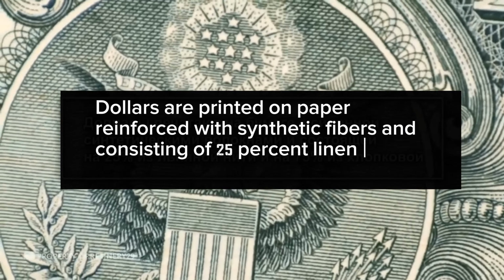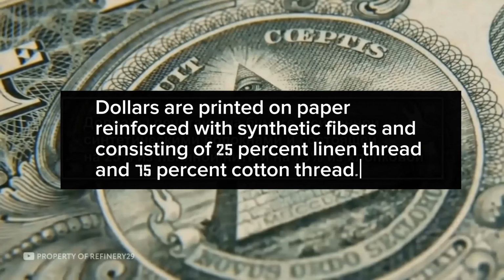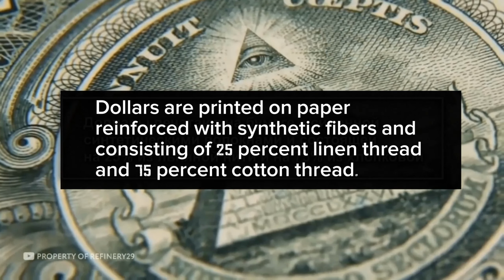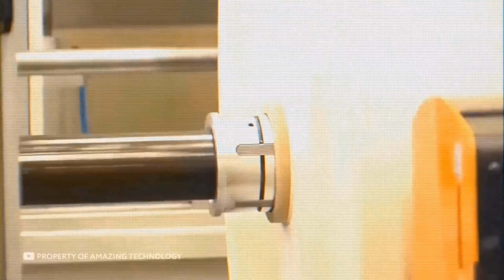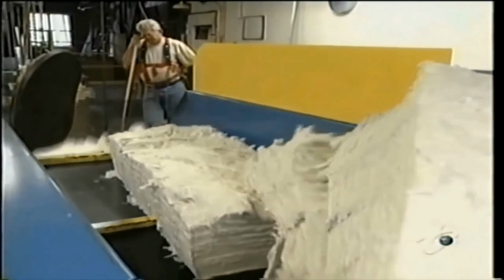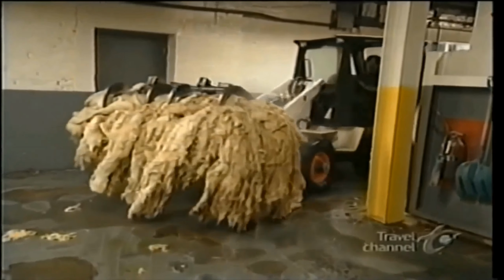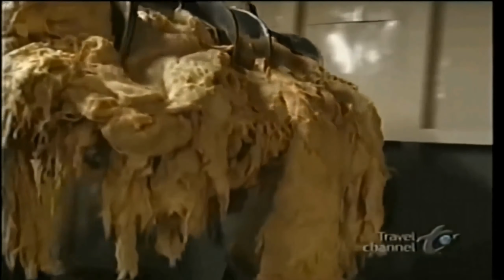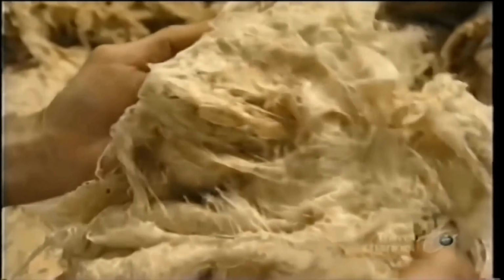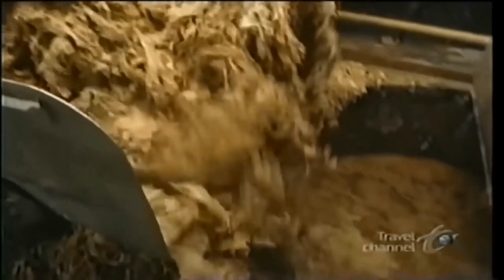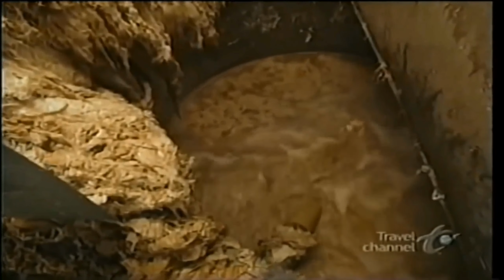Dollars are printed on paper reinforced with synthetic fibers and consisting of 25% linen thread and 75% cotton thread. Before the First World War, this function was performed by silk threads. The paper-making process consists of 8 stages. First of all, a mass of cotton and linen is boiled, then cleaned and clarified. Then it is pressed and it enters the apparatus, where it is softened at a certain temperature and turned into a mushy mass.